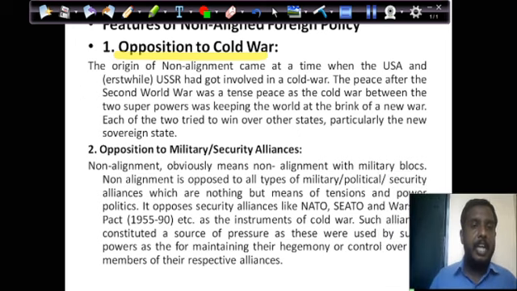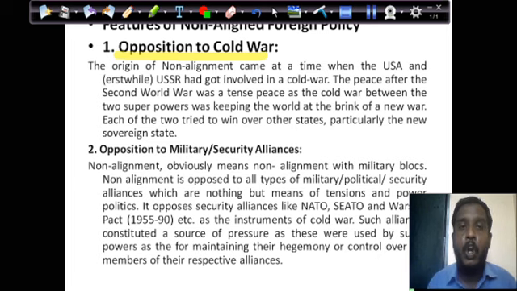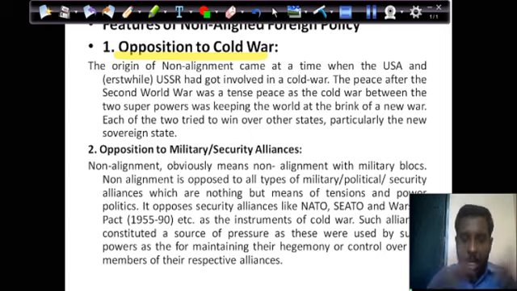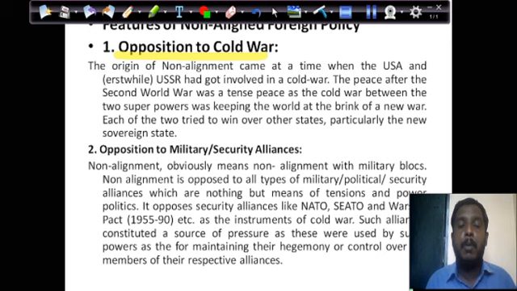The first and foremost feature of non-alignment policy is opposition of Cold War. The origin of non-alignment came at a time when USA and USSR got involved in the Cold War. Cold War was a competition between USA and USSR in all spheres of their life. The peace after the Second World War was a tense peace, as the Cold War between the two superpowers was keeping the world at the brink of a new war.